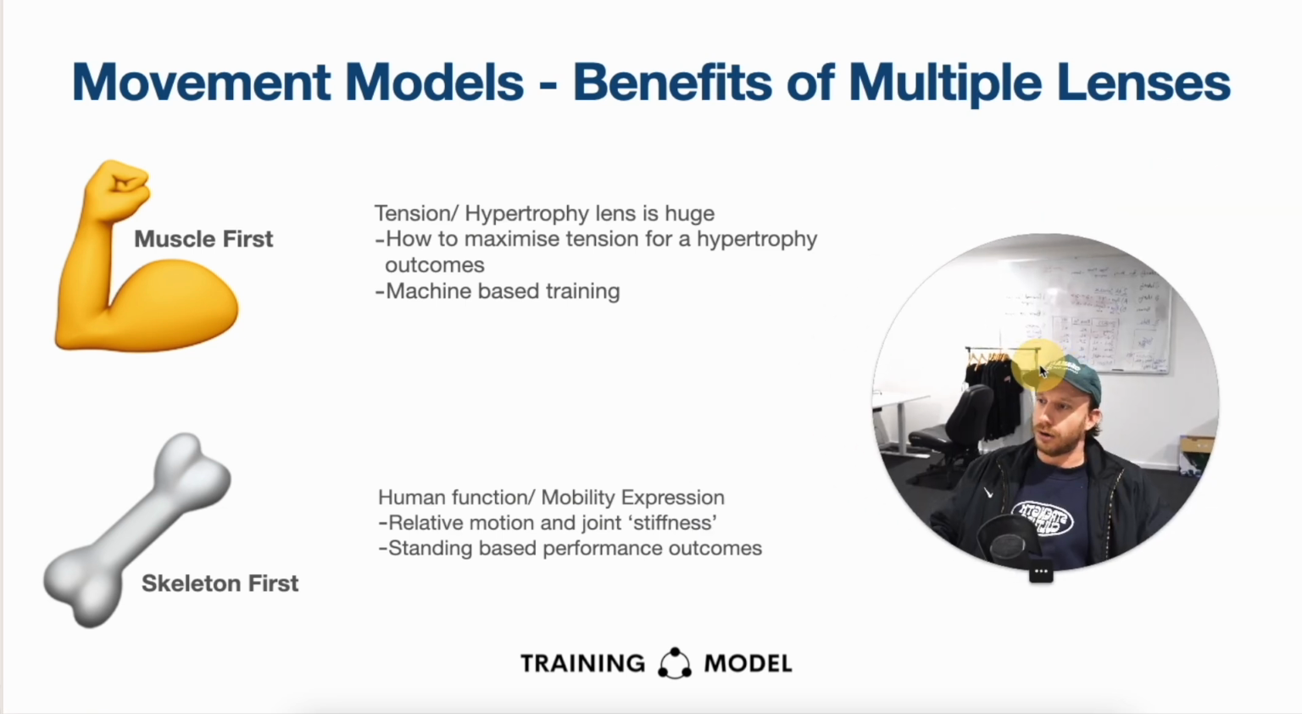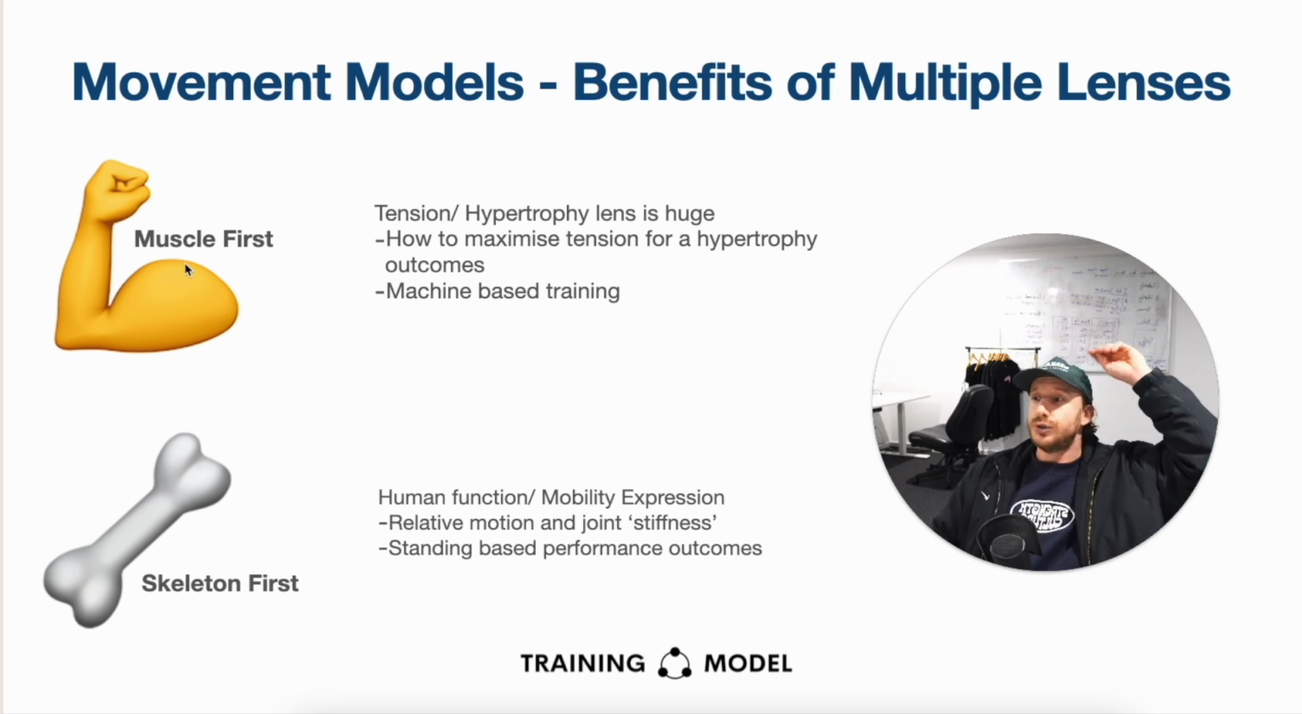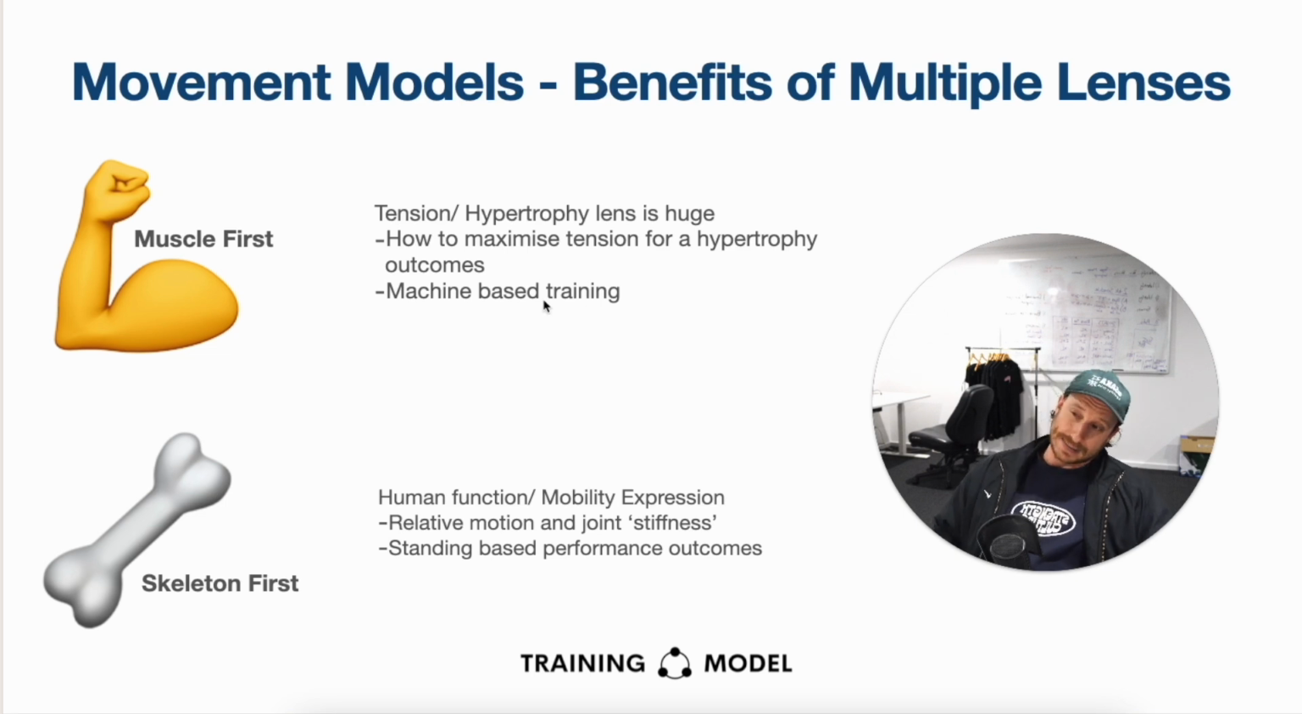So what are the pros of having both lenses? Well, muscle first, I think, has its best application for tension and understanding length-tension relationship, and how to actively create greater amounts of tension within different movements and different muscles. So for the hypertrophy lens, a muscular first lens is huge. Also machine-based training, understanding how to set up machines and maximize tension in both lengthened and shortened positions is huge.